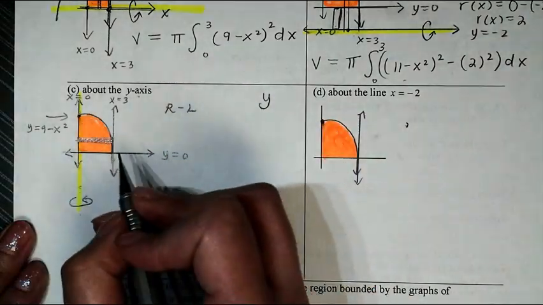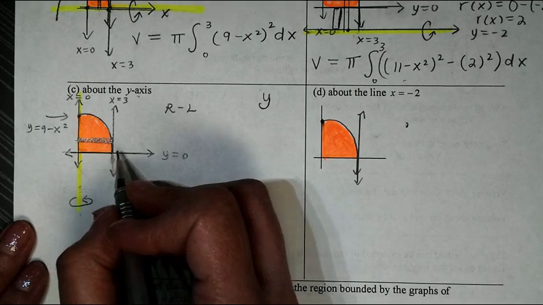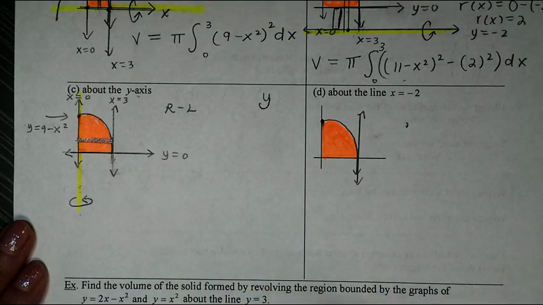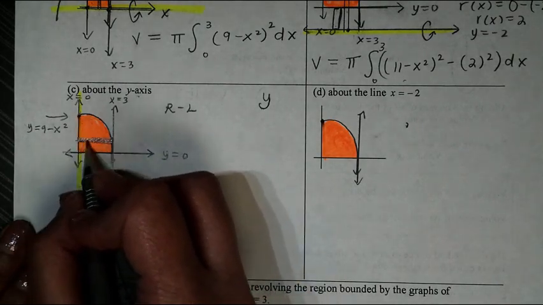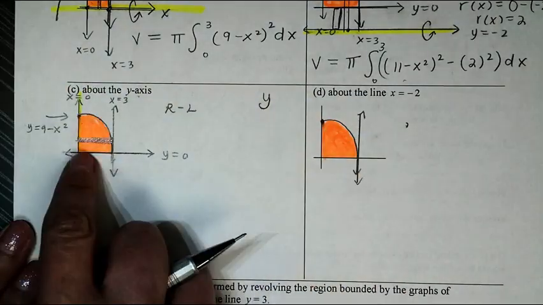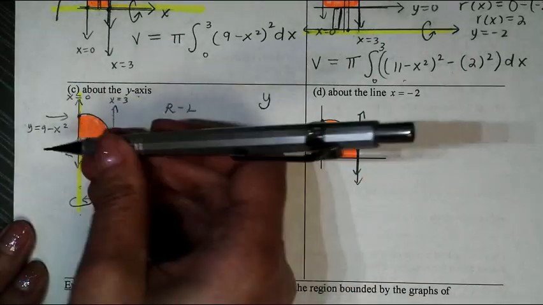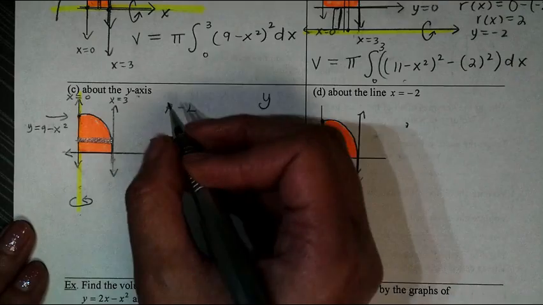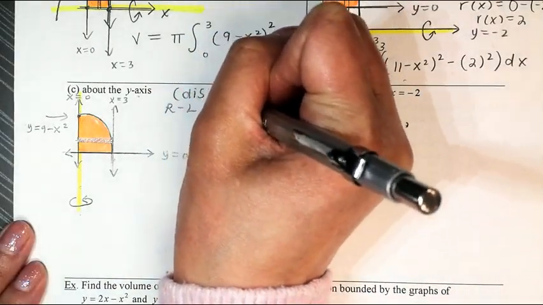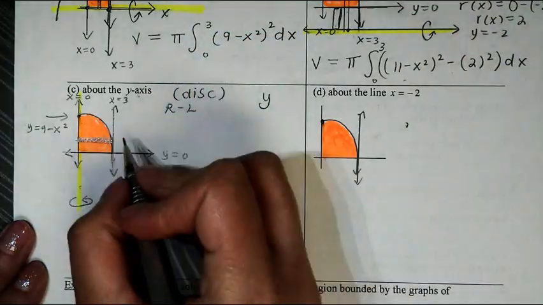Now, what are you going to do in this situation? A disc or a washer? In this situation, what you're going to be doing is a disc. Why? You don't have a hollow. When you rotate this rectangle along the y-axis, you are not going to have a hole in between. So this is going to be a disc.